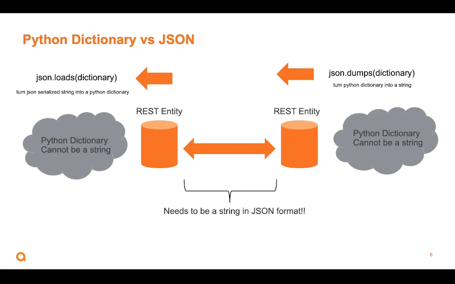And when it gets to the other REST entity, when we get that value, we have to convert it back into a Python dictionary. We're going to use JSON loads to take that string and load it into a Python dictionary. This was a big stumbling block for me when I first started out, and I just want you to see it in action.